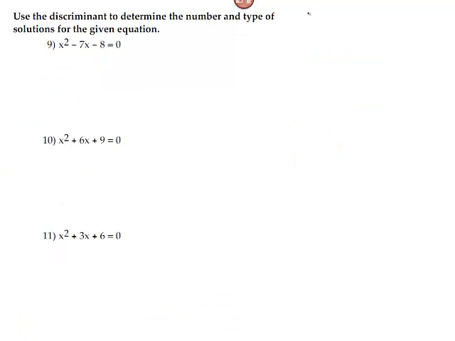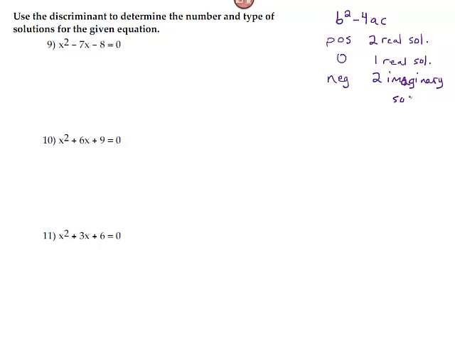Okay, the discriminant is part of the quadratic formula. It's b squared minus 4ac. And if you get, for the discriminant, a number that is positive, then that means there are 2 real solutions. If you get 0, that means there is 1 real solution. And if you get a negative number, then that means there are 2 imaginary solutions. I'm not 100% sure that I spelled imaginary right, but it's whatever.